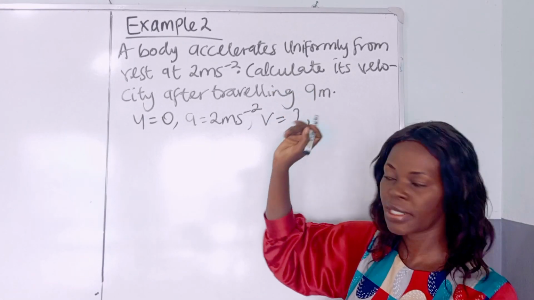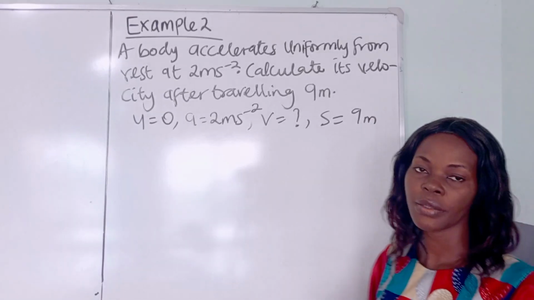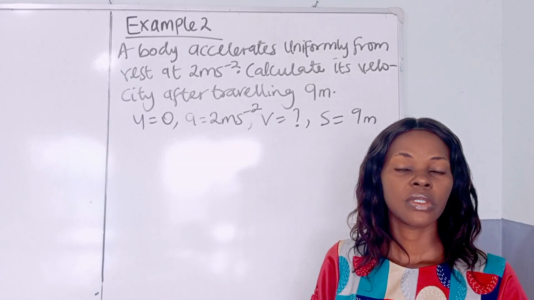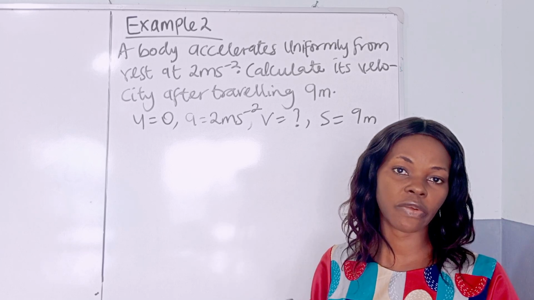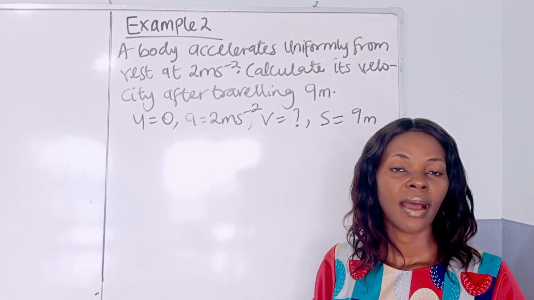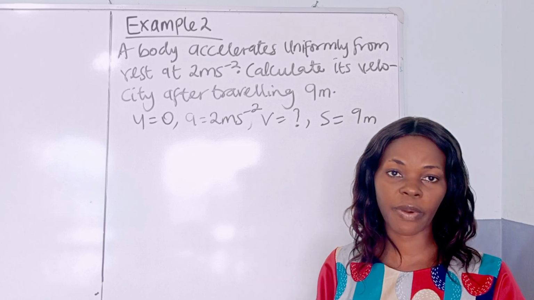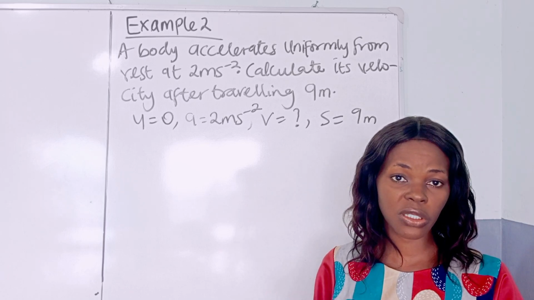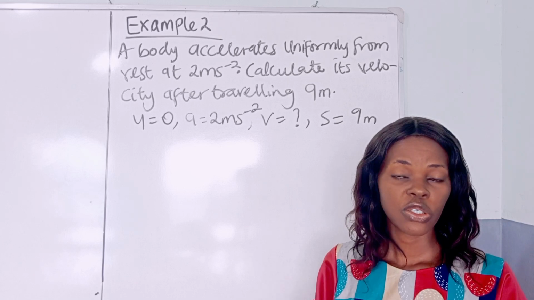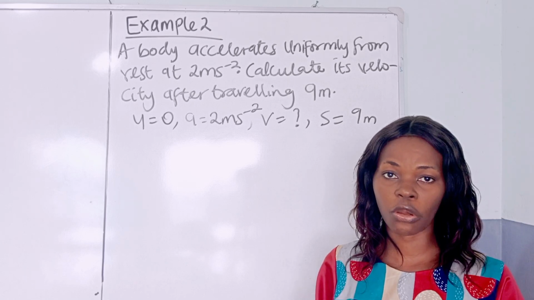After traveling 9 meters, our distance is 9 meters. So the next thing we are going to do is to look again into the equations of uniformly accelerated motion and see which one you are going to use that fits the parameters given. So you should memorize or meditate on the equations of uniformly accelerated motion so that when a question is given to you, you will know the particular one to use to solve the problem.